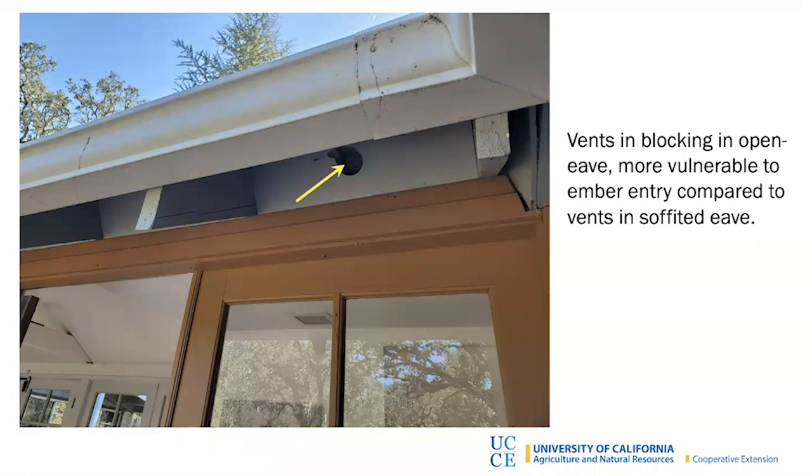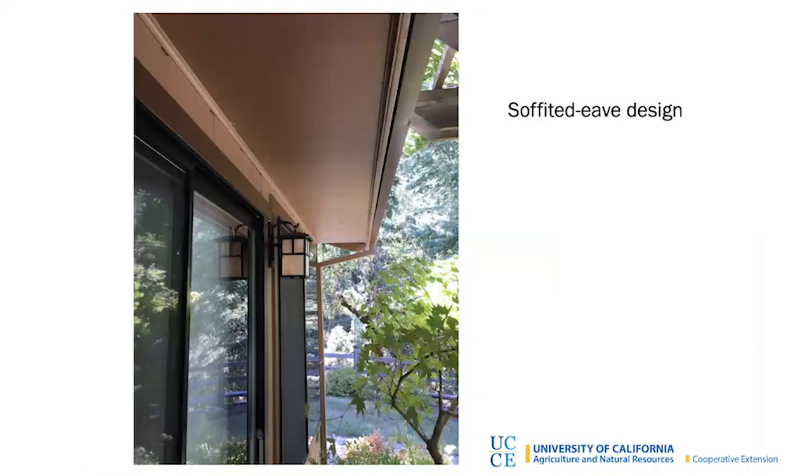The other type of opening would be what we call a soffitted eave, and here we have an example of that. This is where you have a horizontal return from the roof edge to the siding, and in this case you don't see vents here. They're not present, for whatever reason. If vents had been here, because the vent and the surface here is parallel to the flow of air, these vents are less vulnerable to the entry of embers, and so are a better option for you.